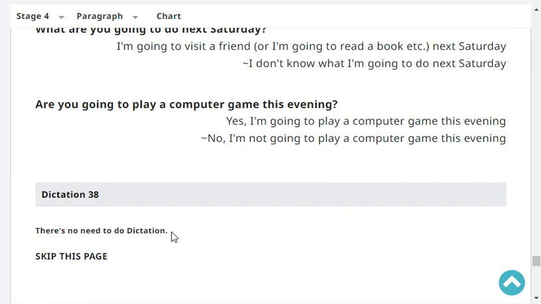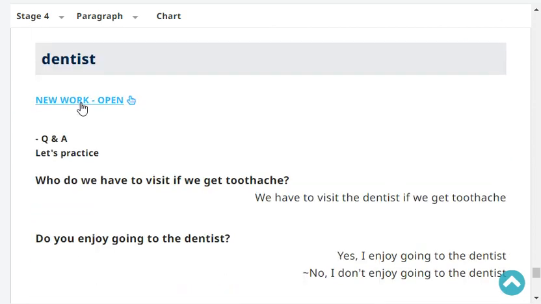Are you going to play a computer game this evening? Yes, I'm going to play a computer game this evening. Very good. Okay, next repeat.